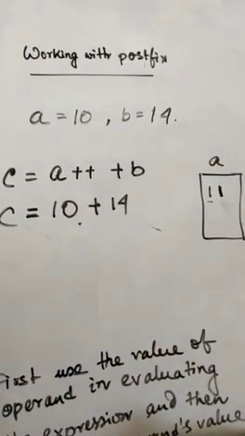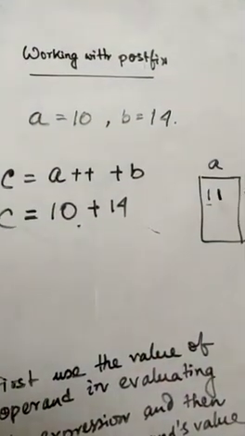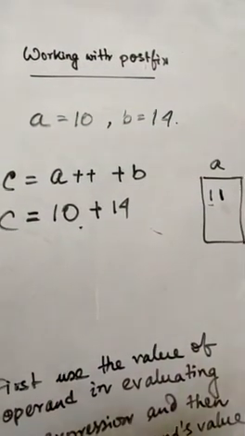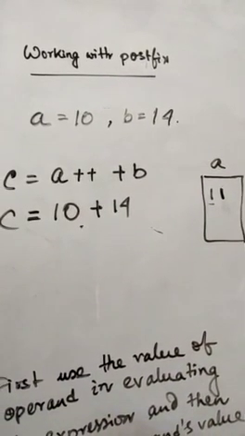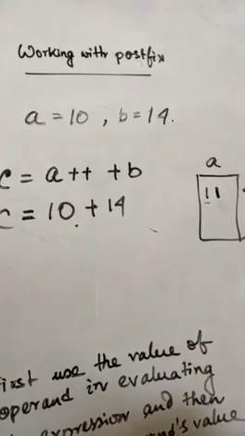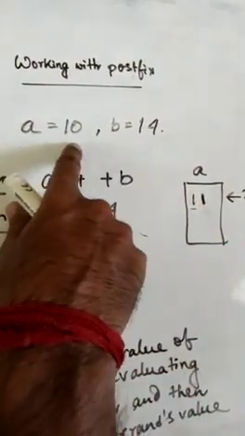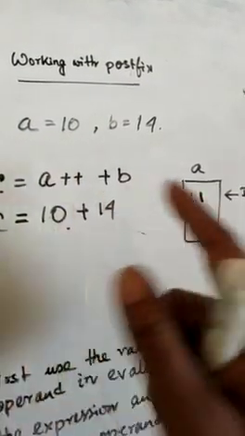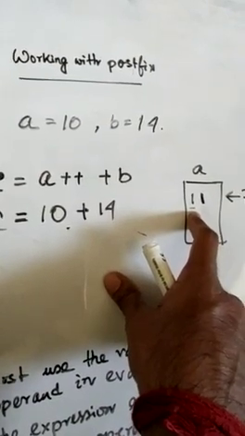prefix version, in that case, first the value will be updated, either incremented or decremented. Then we have to use the updated value in the expression. But in case of postfix, first we will use the previous value, that was 10, in the expression. Then afterwards, after evaluation, the value of the operand will get updated.